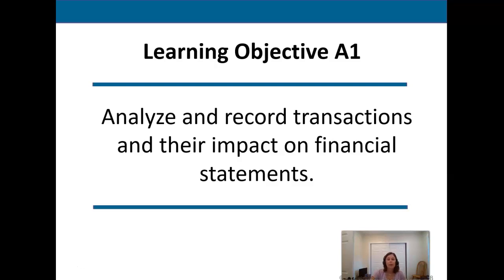So we are going to use the transactions that will hopefully look familiar from the Chapter 1 lectures to now start to put all of this into some context that will then result in financial statements.